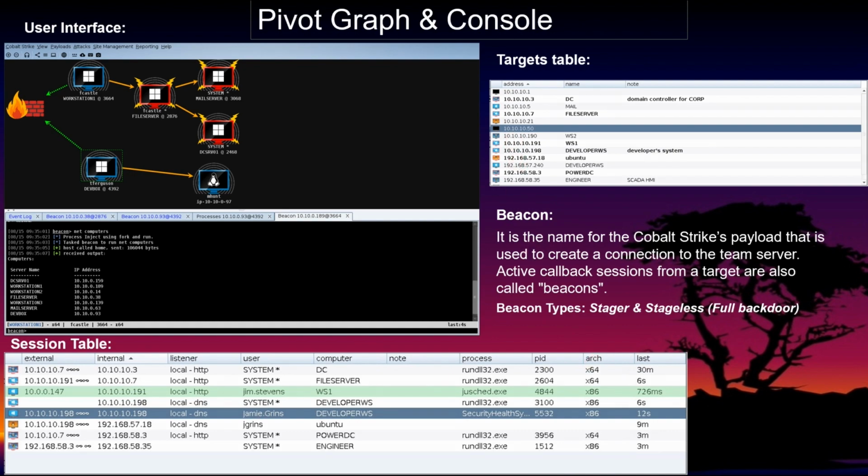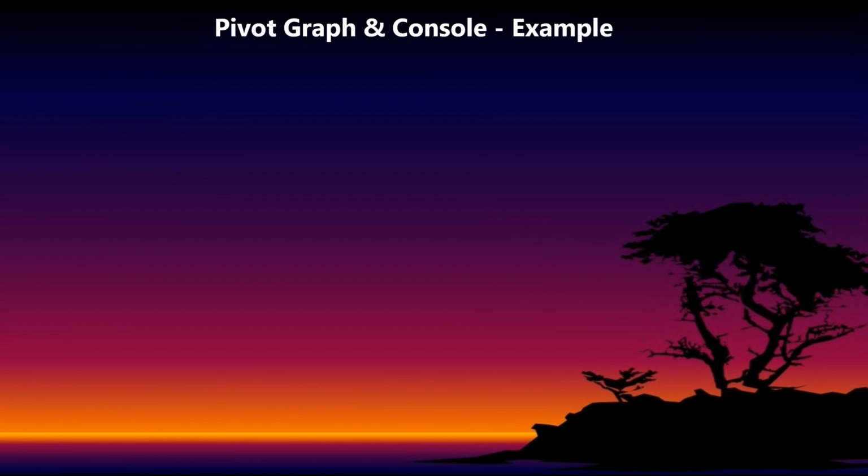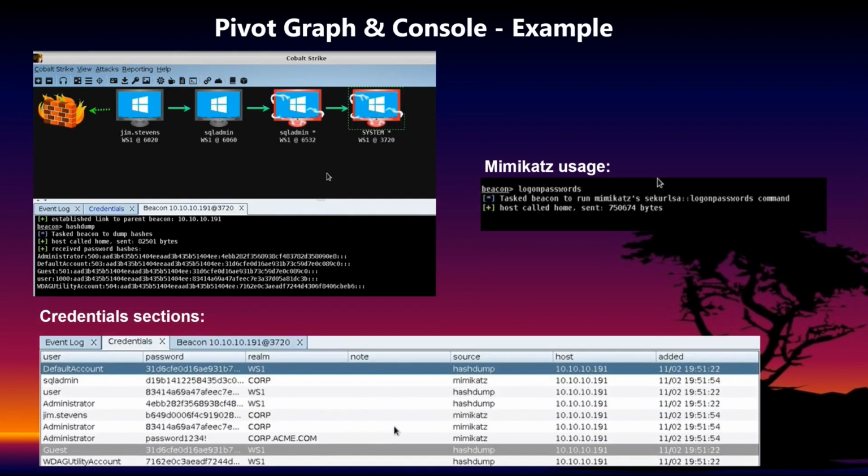Alright, now that we know what the user interface is, let's give an example. So we have the user interface again. What we can see here is four Windows sessions chained together, and the parent one is the first one. Here we can see a few tabs that have been opened.